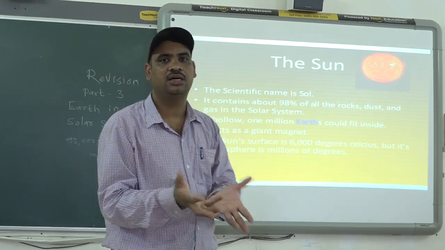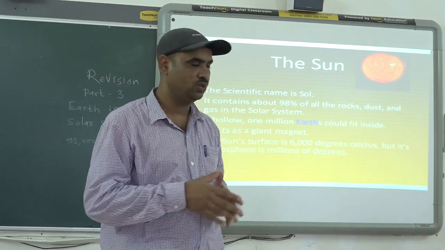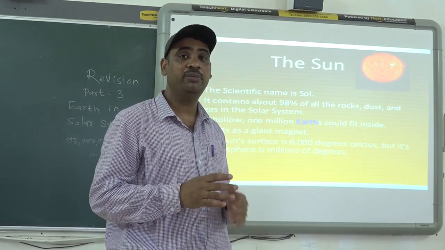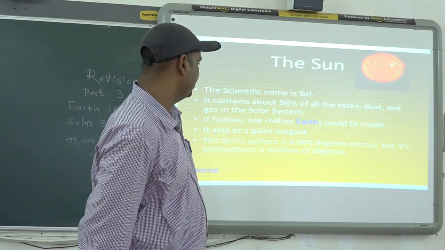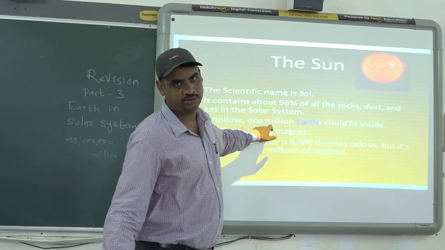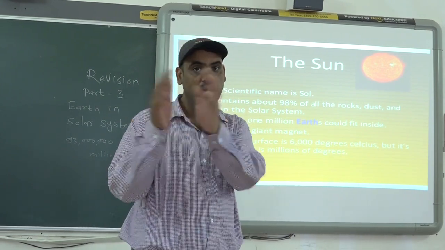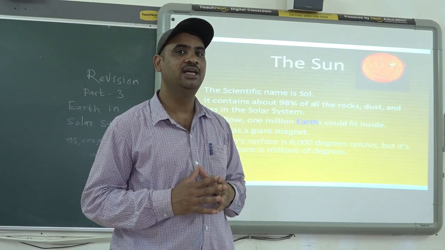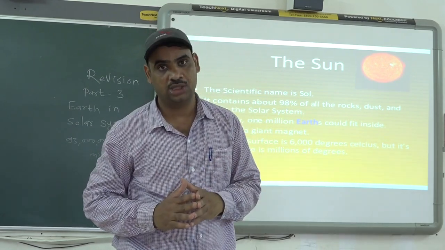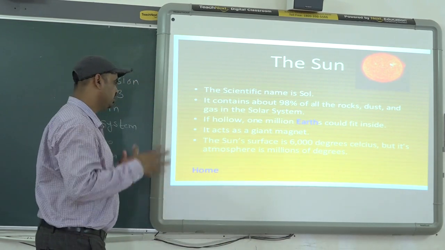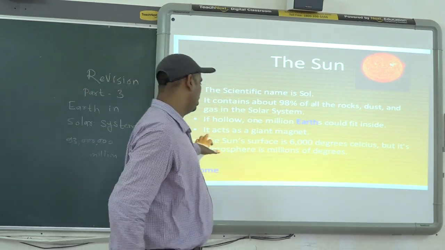How big is the sun, you want to know? Suppose you take the Earth. How many Earths will you require to fit the sun? You will require 1 million Earths to fit into the sun. So this much is the big diameter, this much is the area of the sun.